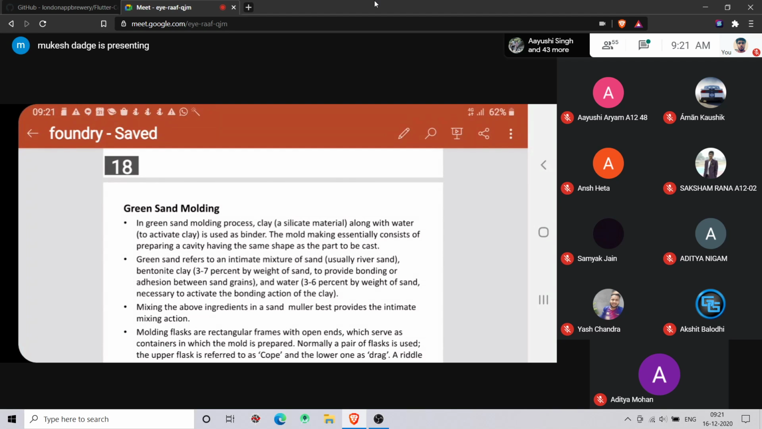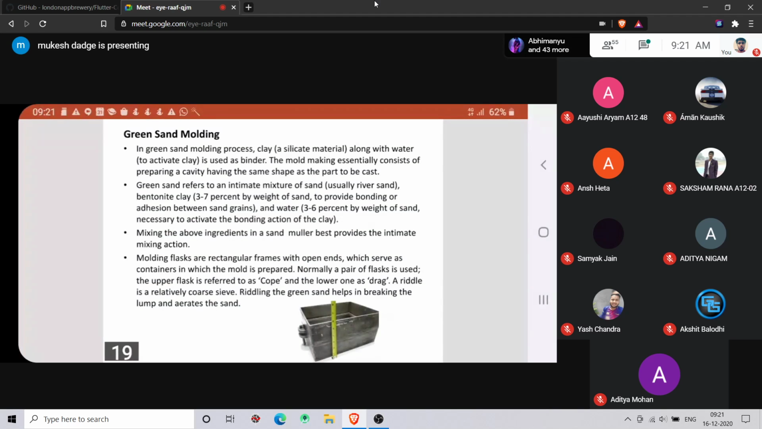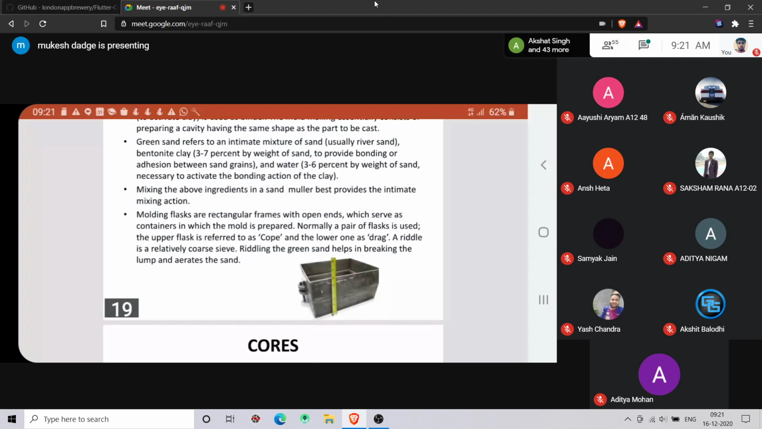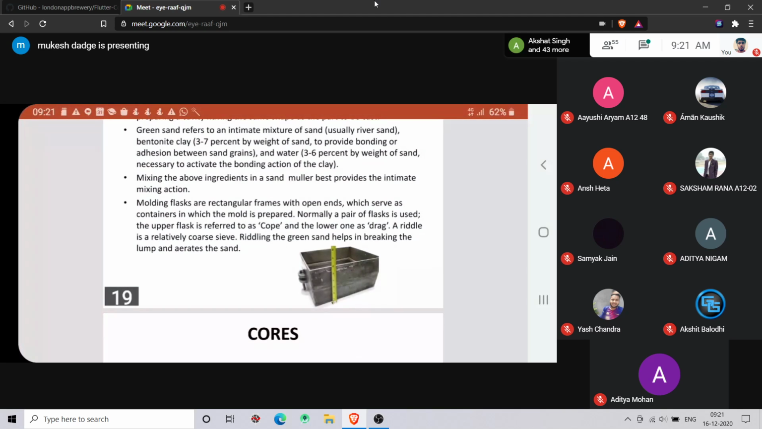It is green sand molding, right? So it is there already. What is green sand and what is the percentage, already discussed it. So basically, if you are using a two-piece pattern, you have to use two boxes. You have to see the heights of your casting product and according to that choose your molding flask. That box is called molding flask. It is a rectangular frame and it is open on both ends.